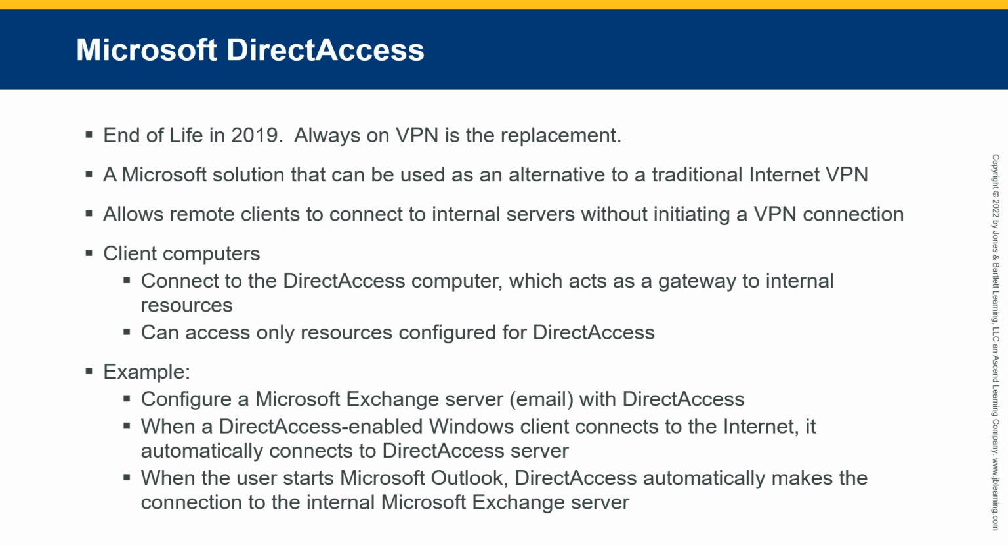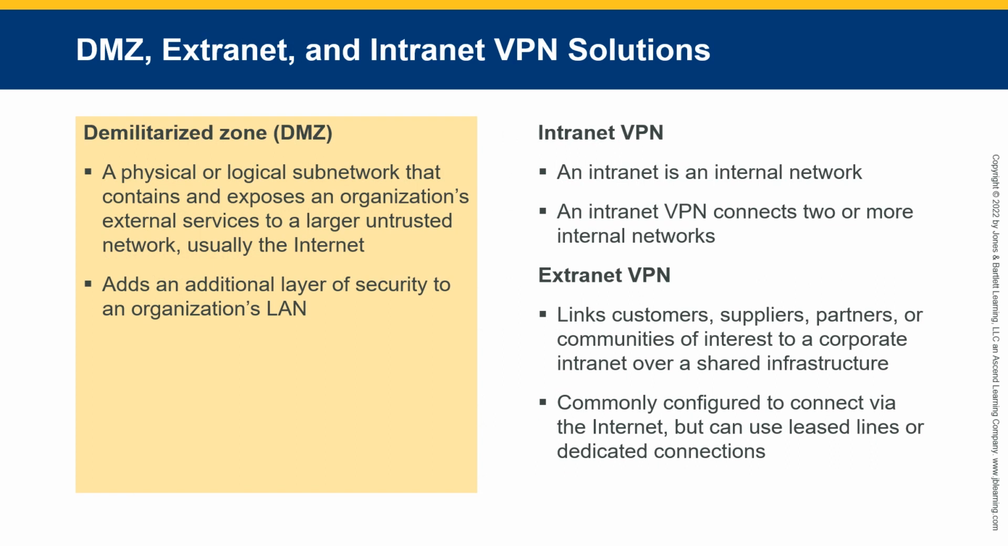When the Direct Access enabled Windows clients connected to the internet, everything was automatically connected. You launched Outlook, it connected to your internal server that was encrypted. You could get mail without having to do anything else. So it was really cool.